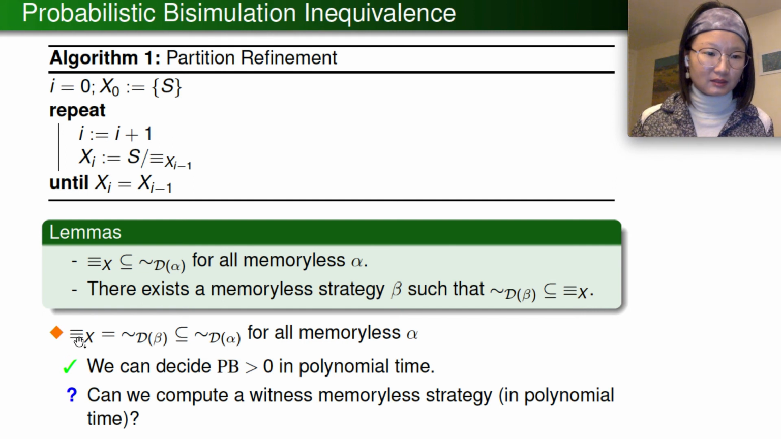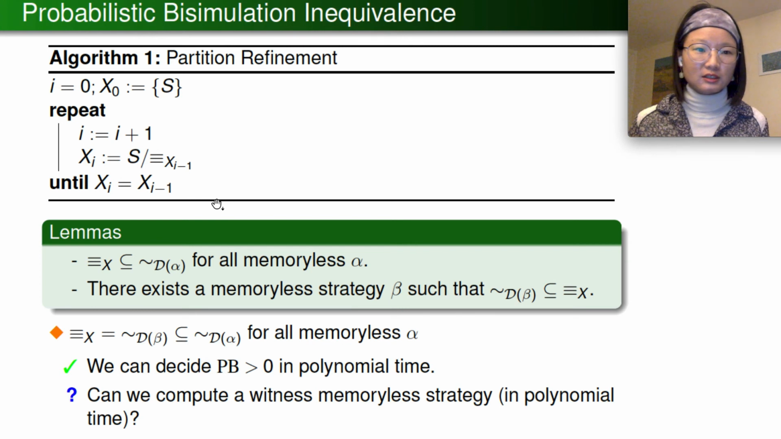These two lemmas tell us that equiv_X is equal to the probabilistic bisimilarity relation in the induced LMC D_beta, and it is the finest of such relations. So if we are given two states S and T, and after running the partition refinement algorithm these two states are no longer in the same equivalence class, then this means there is a memoryless strategy that will make these two states not probabilistic bisimilar.